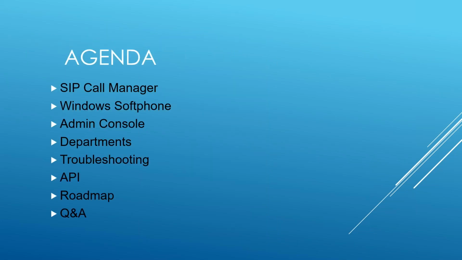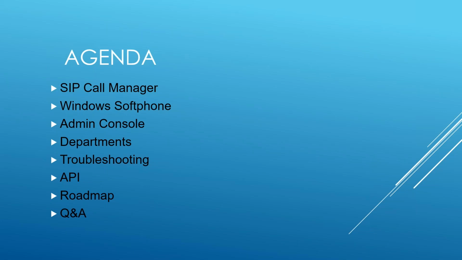So for the agenda today, we're going to be looking at SIP Call Manager, Windows Soft Phone, the admin console, departments, there's troubleshooting updates, which has been a big focus in this update, the API updates, and as well a little bit on AI, although quite brief, but it is planned for the future, which is really nice. Of course, a roadmap, and then a Q&A at the end. So a lot of the stuff we've probably already covered before. However, as I said, it's a recap, and we're going to be looking at the features to date, and now that the update is on its way to being fully released.